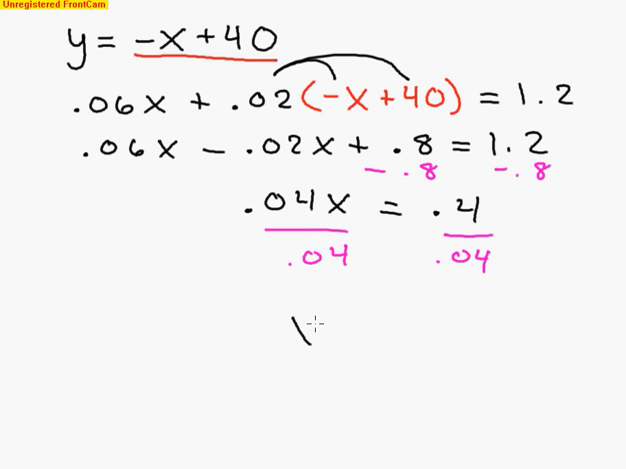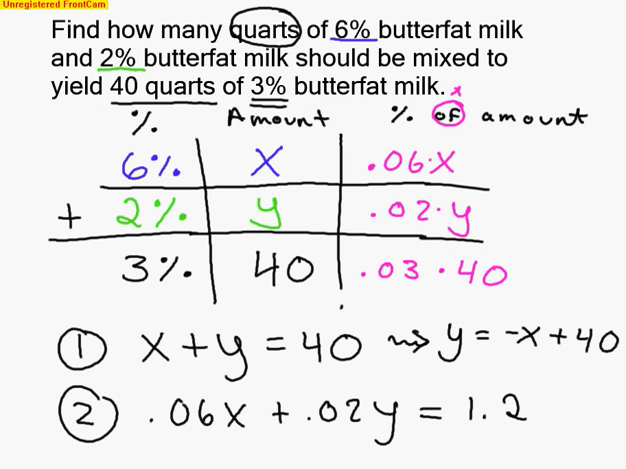Now we'll solve for x by dividing both sides of the equation by 0.04. So we are left with x equals, and you can either use a calculator or move over decimal places. What you do at the bottom, you have to do at the top. So you have 40 divided by 4, which is 10. Now, we had a word problem, so 10 is meaningless unless we attach some sort of unit to it. So we have to go back and reread our problem to make sure we understand what x is. So x is the amount of 6% butterfat milk, and the amount is measured in quarts.